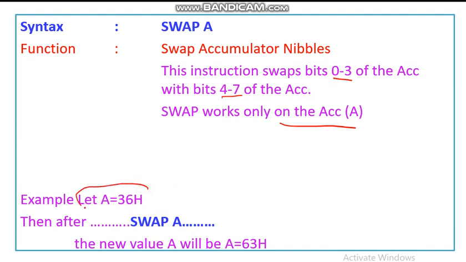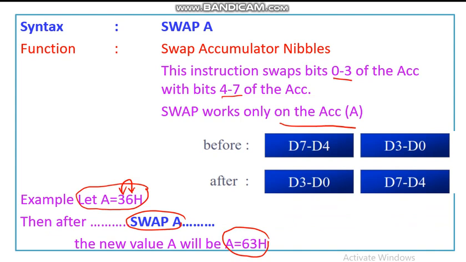So let A equal 36H. If we give the instruction SWAP A, then in A it will be the opposite, 63H. So we exchange only the upper nibble with the lower nibble. This is what the SWAP A instruction does. So here you can see the example. Before, we have data in A, D0 to D3 as one nibble and this the second nibble. After that it will exchange. That's it. So simple.